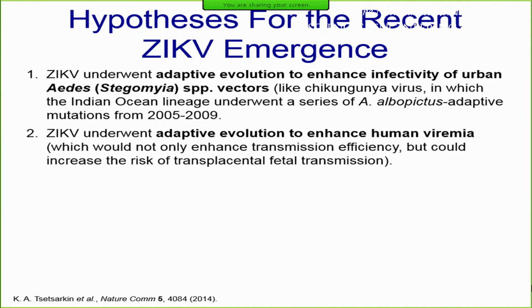The second hypothesis is that the adaptive evolution did not involve mosquito vectors, but it involved the human host, and perhaps increased efficiency of infection of humans and replication could lead to higher levels of human viremia, which would also facilitate more efficient circulation of the virus and spread, and also could explain the higher risk of transplacental fetal infection.